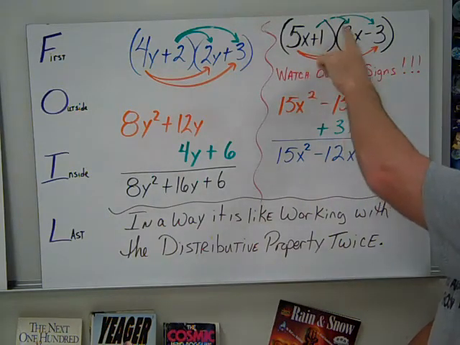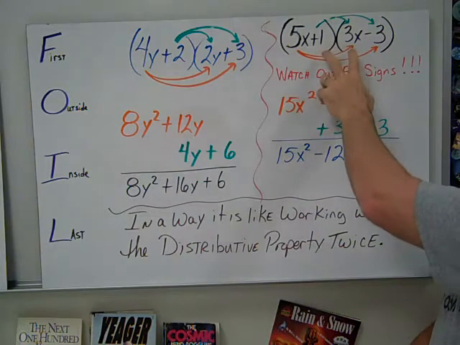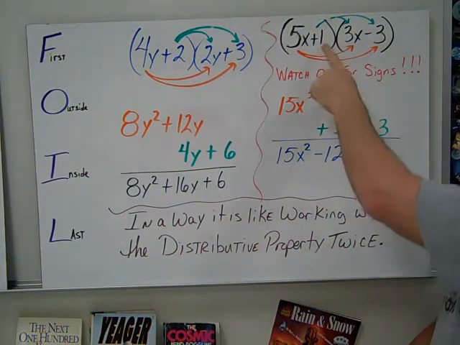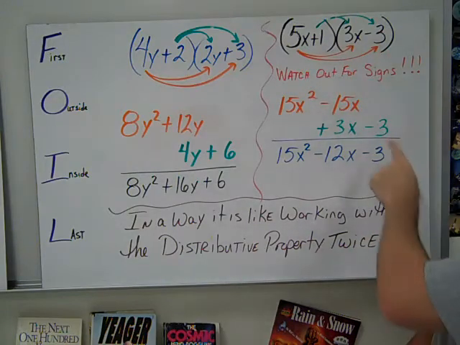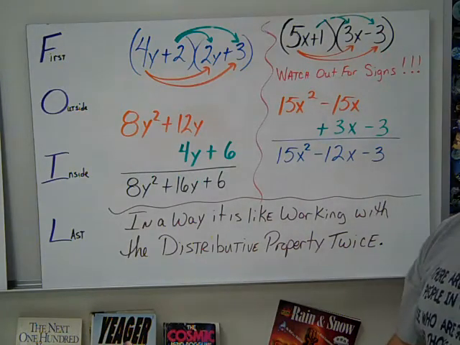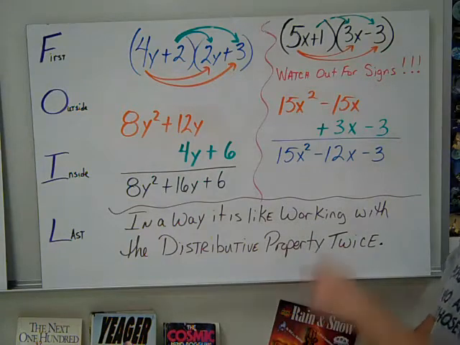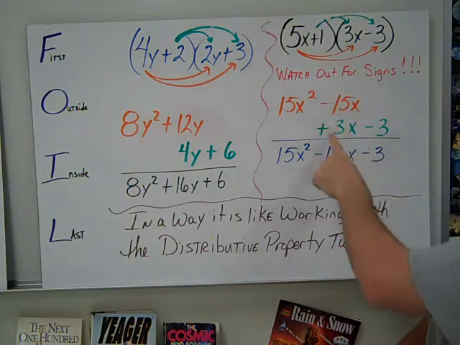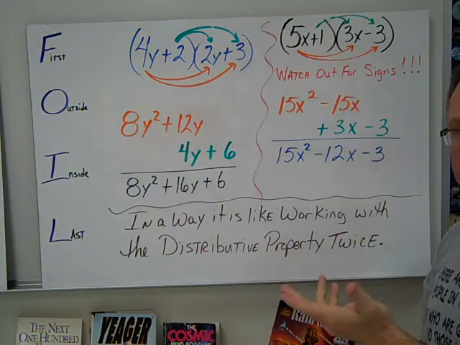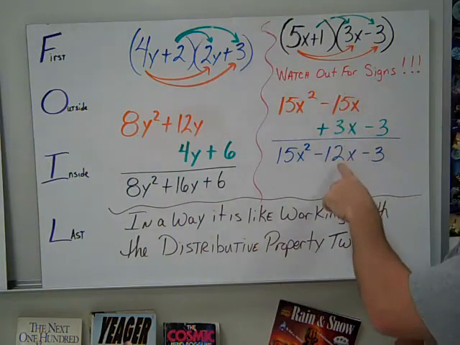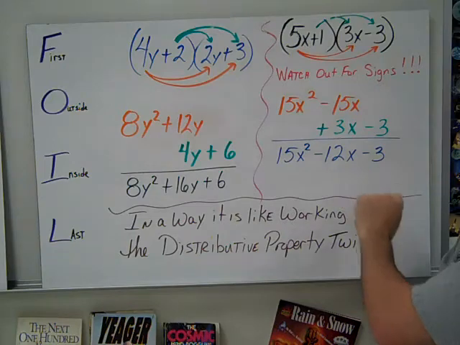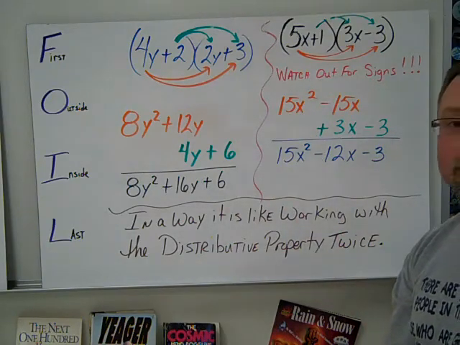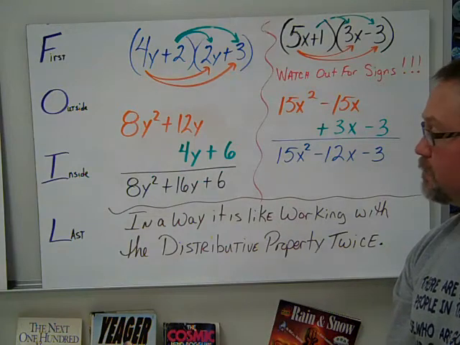We also have our inside and last. 1 times 3x gives us a positive 3x. A positive 1 times a negative 3 gives me a negative 3. Different signs, I get a negative. Again, lining up our like terms here. Now we're going to let the signs tell us what to do. Different signs we subtract, so 15 minus 3 gives us a 12. The x comes down. There's nothing that combines with the 15x squared and the negative 3. They go into your answer.